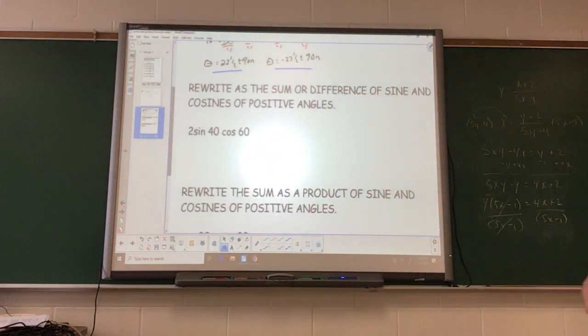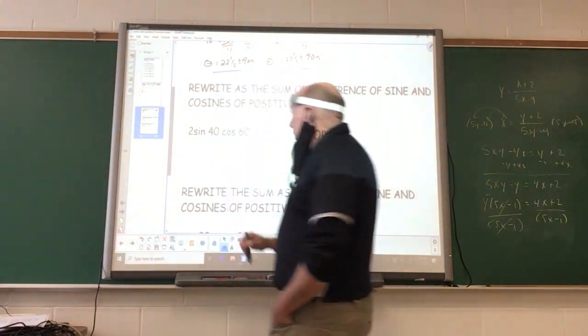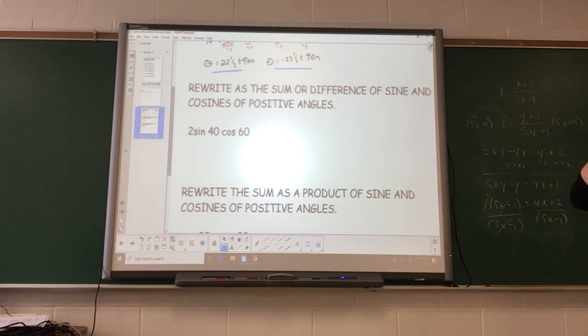Rewrite as a sum or difference of sine and cosines of positive angles. Okay, I want to rewrite as a sum or difference. Right now we are in products, things being multiplied together. So I want to take from products back to sums and differences. So I'm looking at the right hand side because all my right hand sides are products. So I want to take it from the right hand side over to the left hand side.